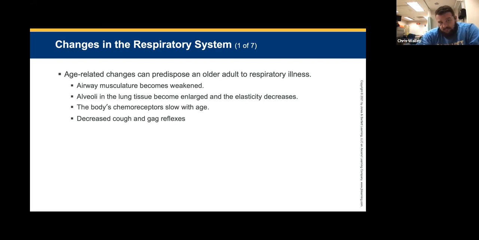Loss of the mechanisms that protect the upper airway includes decreased cough and gag reflexes. So they may have to start chopping their food up a little bit smaller because they're going to get coughed up a little bit more. And then they may not be able to take pills as much. They may have to have a liquid form.